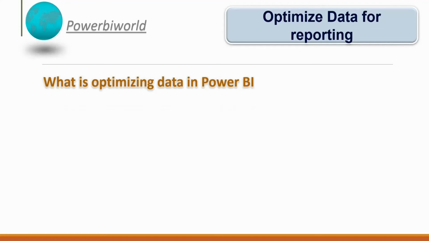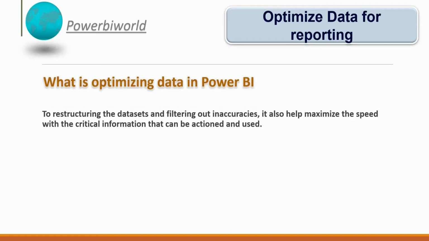Before we go to Power BI Desktop and optimize our data, let us understand what we mean by optimizing data in Power BI. Optimizing data in Power BI means restructuring the data set and filtering out any inaccuracy in the data that we have uploaded in our data models. It also helps maximize the speed with the critical information that can be actioned and used.